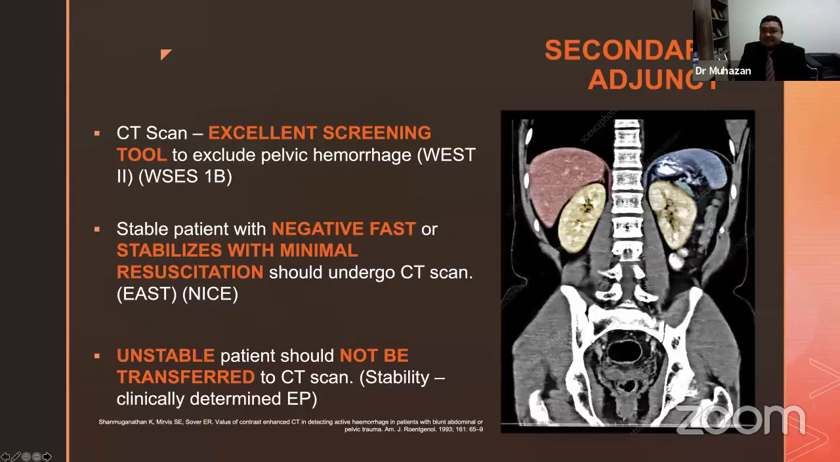Your CT scan is an excellent tool to exclude pelvic hemorrhage. But if the patient has a negative FAST and is stable after resuscitation, this is the kind of patient that you really need to push for CT. However, if the patient is unstable, then you need to consider. Usually, we try to avoid sending unstable patients to the CT. The patient needs to be resuscitated and sent to OT immediately. But the stability is, of course, dependent on the trauma team itself, the physician and the surgeon in attendance.